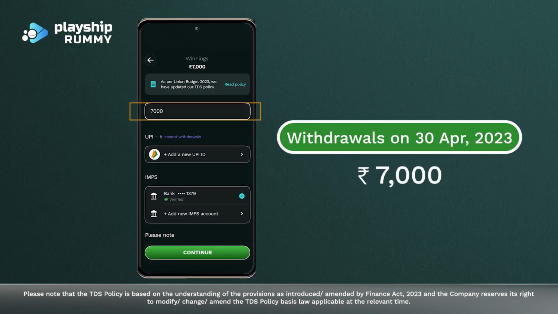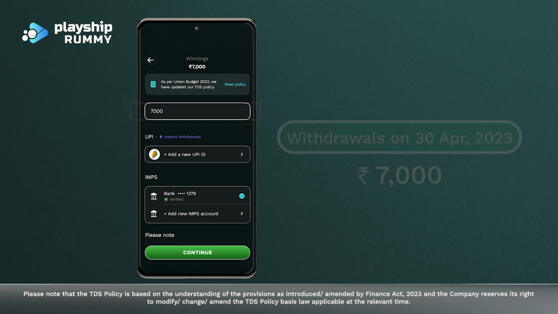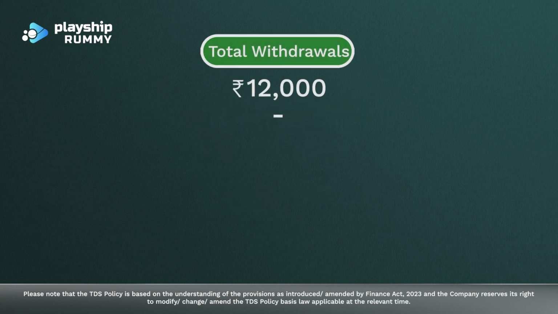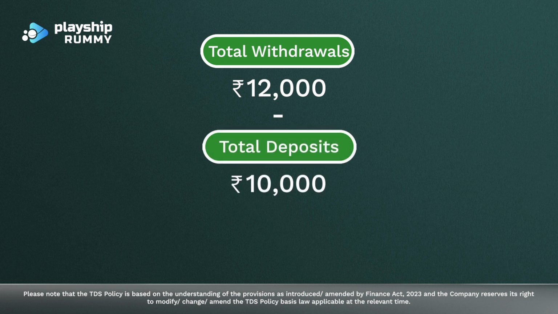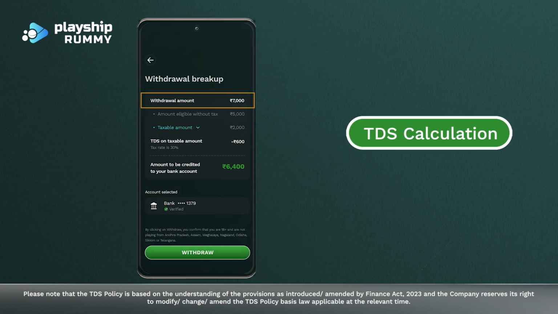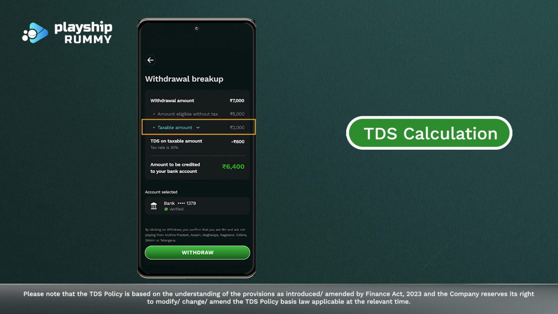And today, on 30th April 2023, you want to withdraw another Rs 7,000. So with this withdrawal, your total withdrawal stands at Rs 12,000, that is Rs 5,000 plus Rs 7,000. So now your total net winnings in this case becomes total withdrawal, that is Rs 12,000, minus total deposit, that is Rs 10,000, equal to Rs 2,000. Now on your withdrawal request of Rs 7,000, TDS will be deducted on a net winning amount of Rs 2,000 at a rate of 30%.